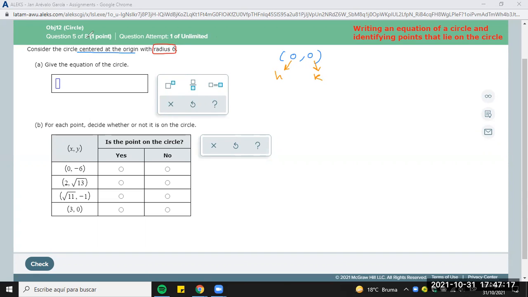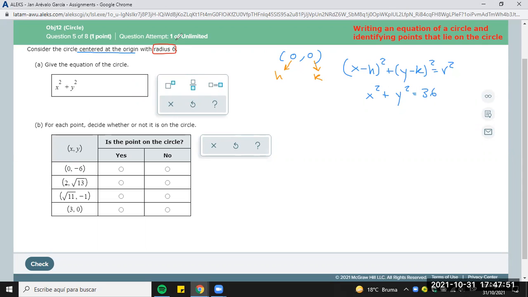So this is going to be very easy because the standard form of the equation of a circle is this. If we substitute things, x minus 0 is x squared, plus y minus 0 squared is y squared. Now 6, that is the radius squared, that is 36. So the first part is really easy using the standard form of the equation of the circle.